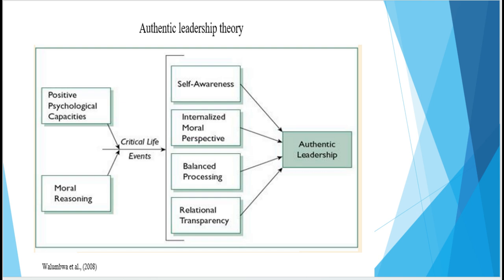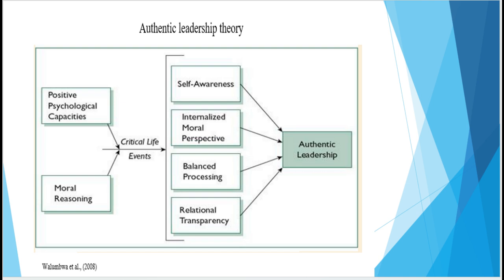And then you have relational transparency. You have a quality relationship with your followers, right? And then balanced processing of information, which is a leader, instead of making decisions in a manner that doesn't take into account multiple perspectives, a leader steps back and objectively analyzes the situation, looking at it from different angles before they make decisions, right?